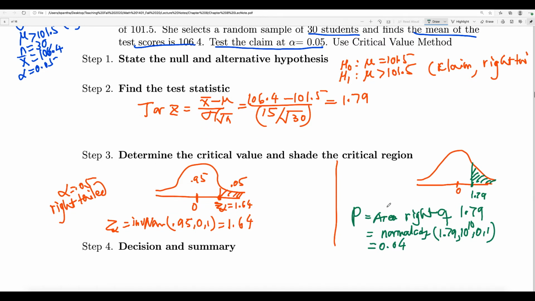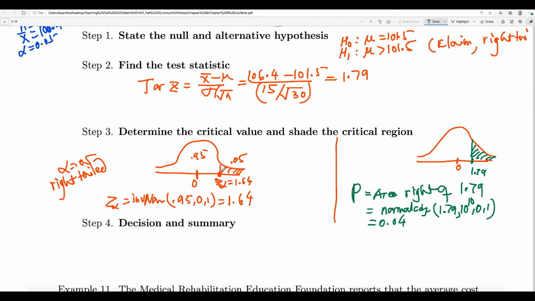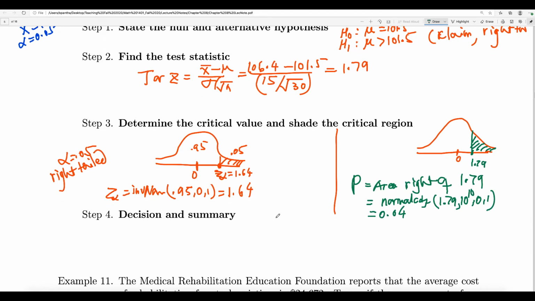All right. Now, how do we make the decision? Again, in the test, you don't have to do both methods. You can do either this method or that method. But your calculator uses the p-value method. That's why I want you to learn that method too. But the book focuses on the critical value method. If you want to use the calculator directly, this uses the p-value method.